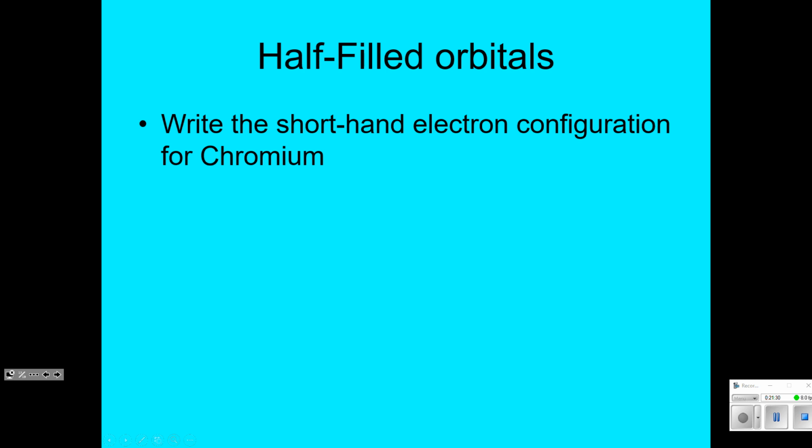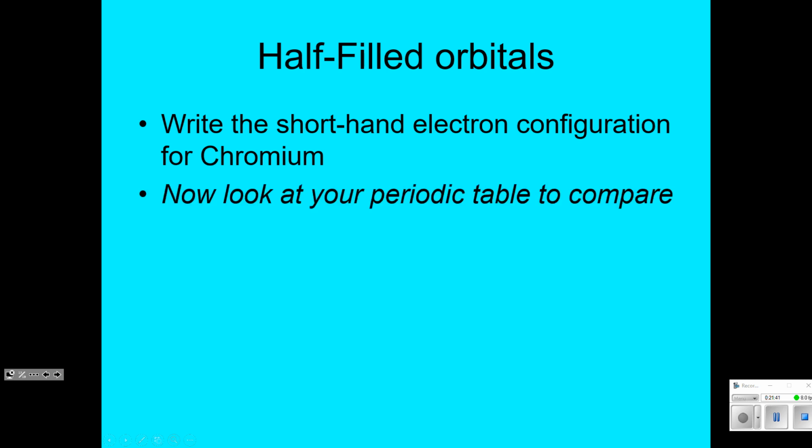Hopefully you wrote down Ar in brackets, 4s2, 3d4, correct? Okay, now, ladies and gentlemen, my best gift to you today, even though I'm throwing a lot of stuff at you, is let's take a closer look at chromium on the periodic table. You see where it says Cr? Look directly below it, between the name chromium and the symbol Cr. And do you know what you're looking at right now?